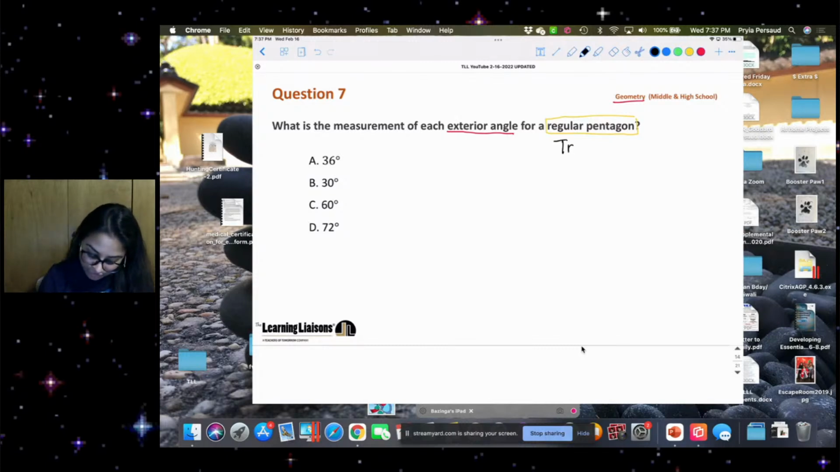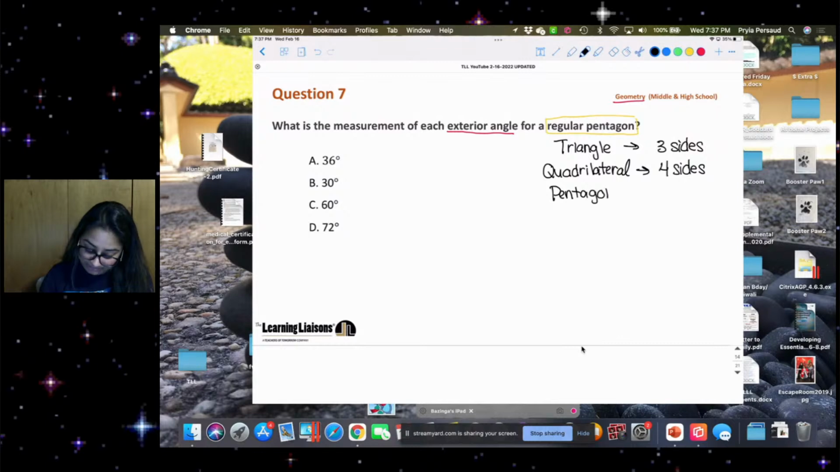So I know that a triangle has 3 sides. What has 4 sides? Quadrilateral. What has 5 sides? Pentagon. I'm going to go to 8 just in case. A hexagon, I know we only need 5, is 6-sided.